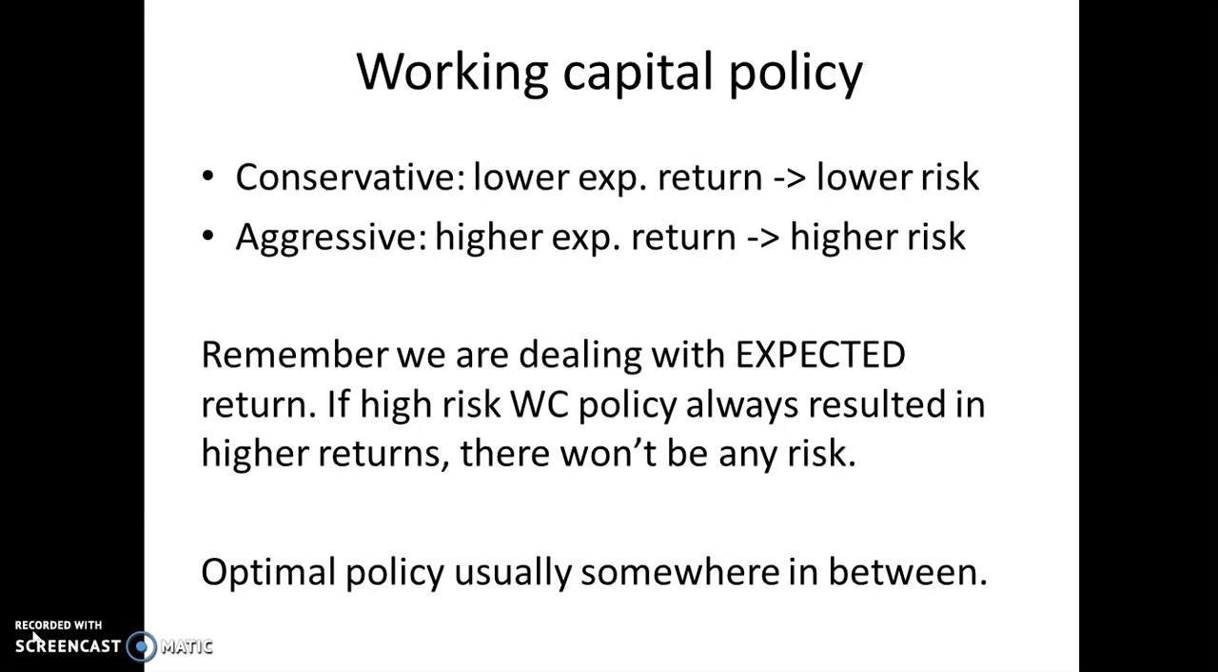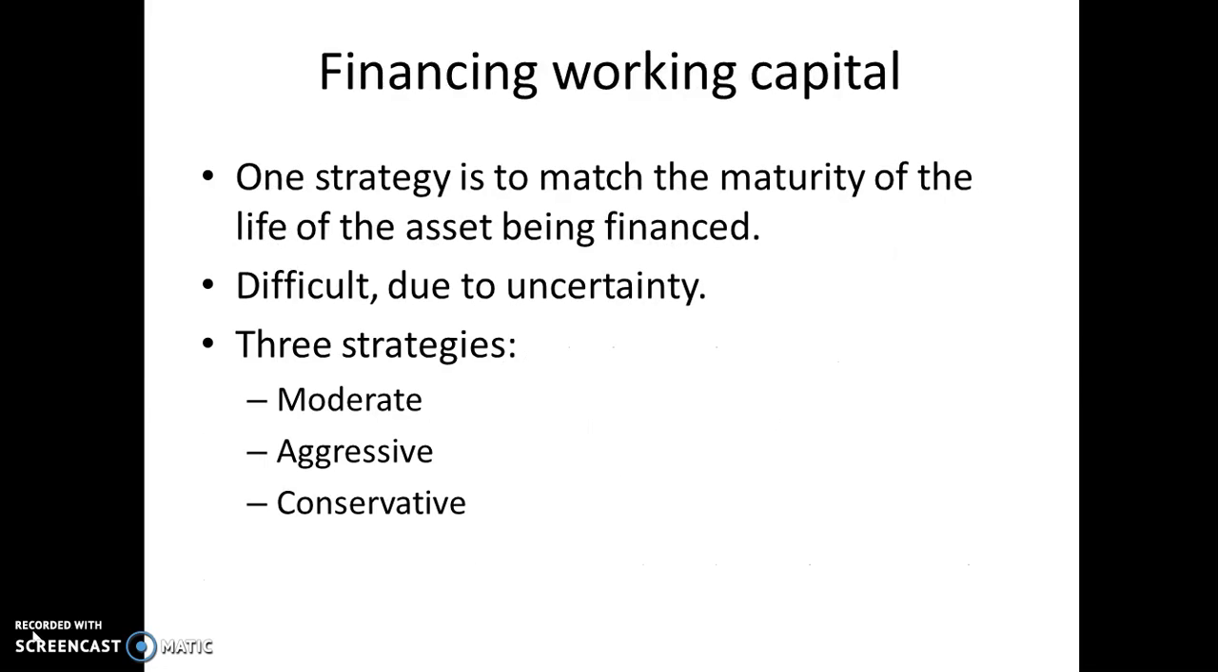So again, a conservative policy is a lower expected return, but there's lower risk involved. Aggressive strategy is higher expected return with a higher risk involved. But remember, we're dealing with expected return. It's uncertain, because if it was certain, then the higher returns, if that was certain, there won't be any risk, and we'll always go for the aggressive policy. So obviously, it's higher possible expected return, but higher risk. So the optimal policy is somewhere in between.